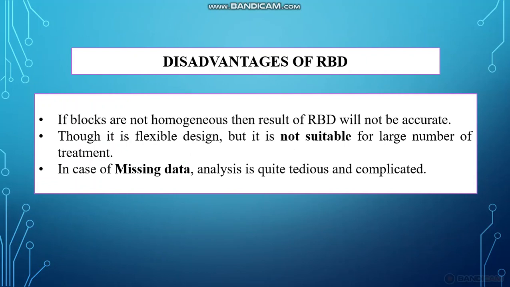A disadvantage of RBD is that if the blocks are not homogeneous, the result of RBD will not be accurate. I already told you that RBD means randomized block design, so blocks should be homogeneous, with homogeneity within blocks. If the blocks are not homogeneous, then the result of RBD will not be accurate.